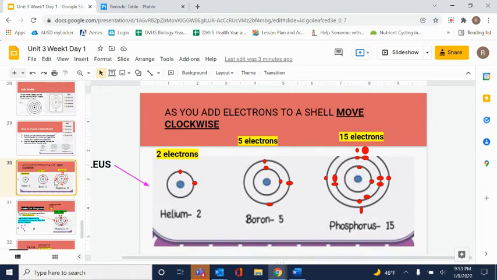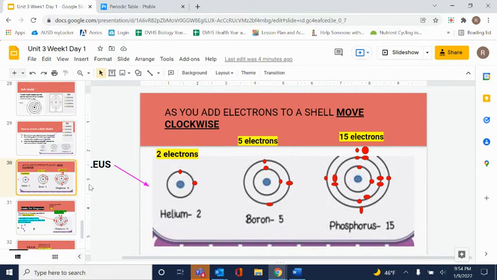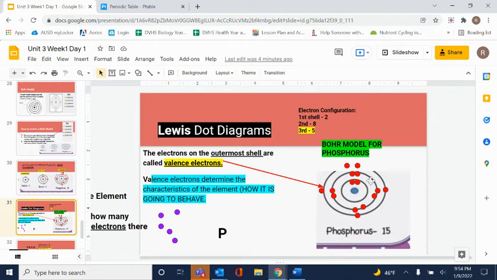Okay. So going back over here, now we figured out how to draw a Bohr model. The other types of models that we use are called Lewis dot diagrams, and these are special diagrams because they only show the valence electrons in the outermost, and valence electrons are electrons that are only in the outermost shell of your diagram. So for instance, we just made this Bohr model for phosphorus, right? We just did this right over here.